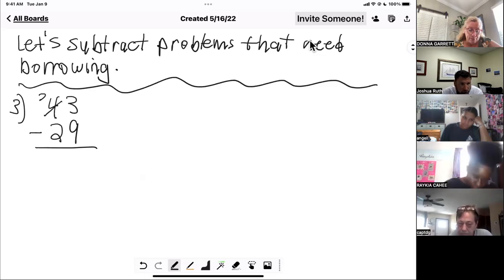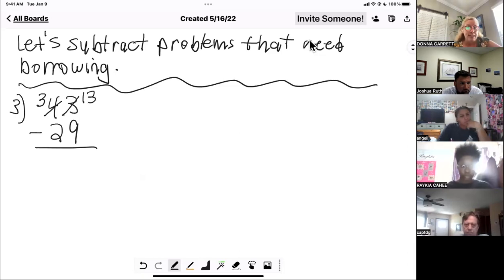and we're going to make it a 3. And by doing that, since this is the 10's spot, we can add 10 to the 3 and make it a 13. So we borrow from the 4, taking 10 away, so instead of 43, we're making it 33. We're taking 10 away from the 4, and we're adding 10 to the back. Why? Because now I can subtract 9 and 4. Sorry, 13 minus 9 is 4. And then 3 minus 2 is 1.